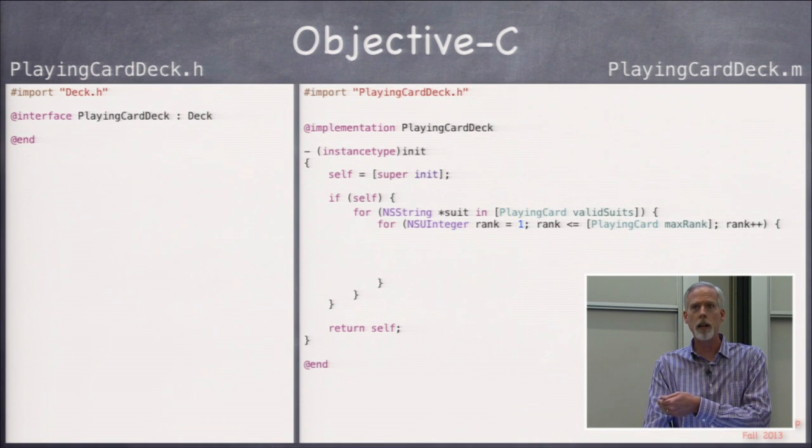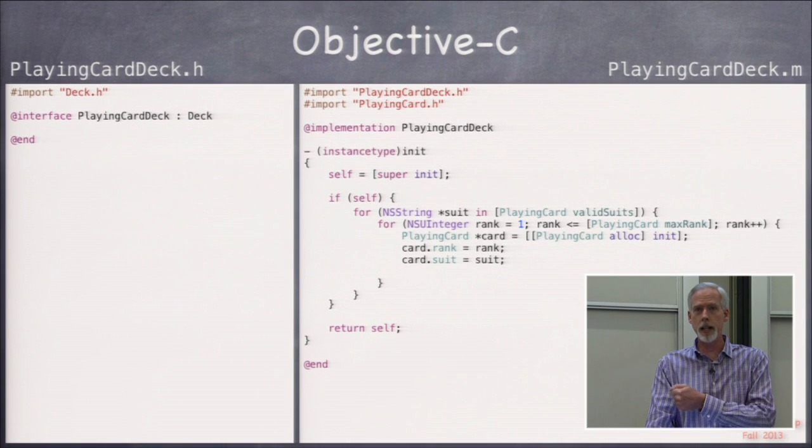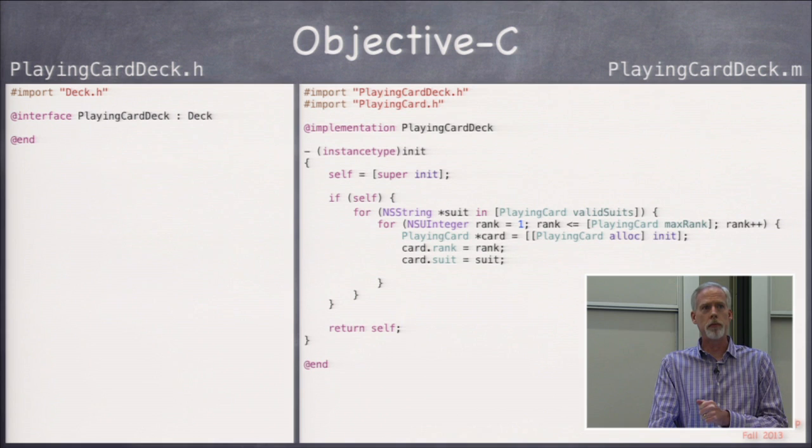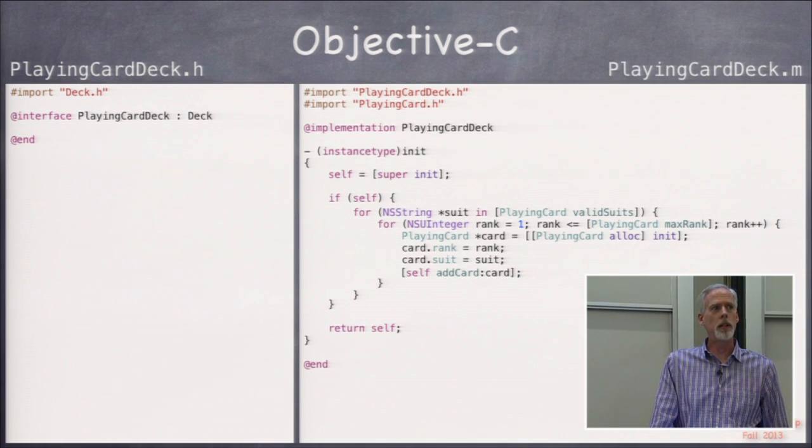Everyone cool with that? Then I'm going to import playing card because I'm going to create a playing card alloc init. Then I'm going to set that card's rank and set that card's suit. Rank and suit are my little iteration variables there. And then I'm going to add it to myself. Now, I'm a deck, so that's perfectly fine. Everybody cool with that code?